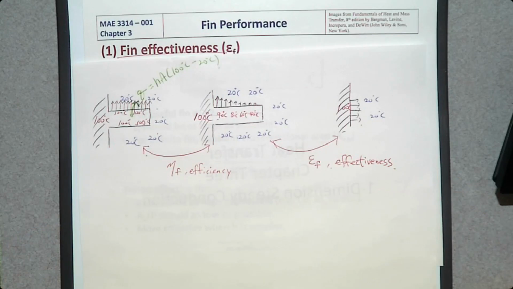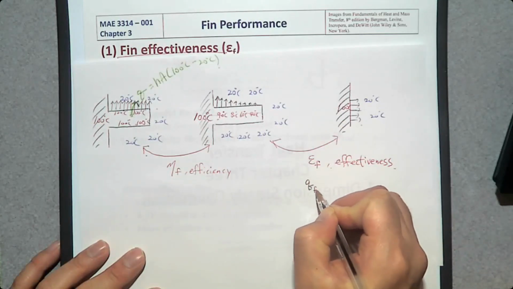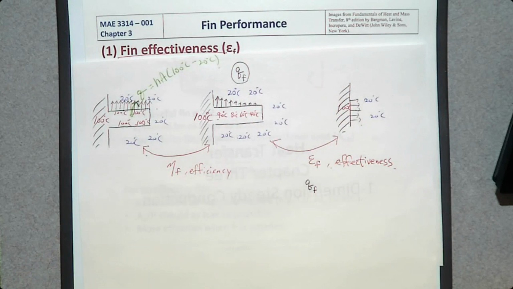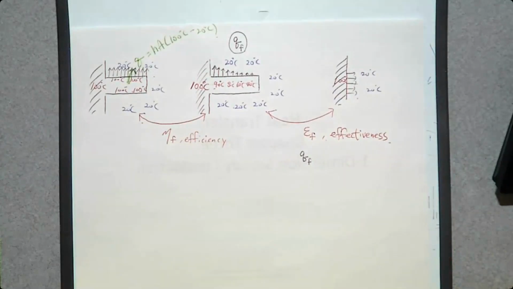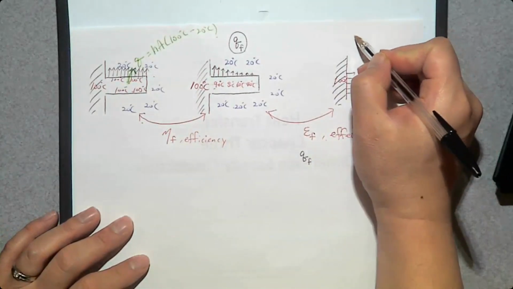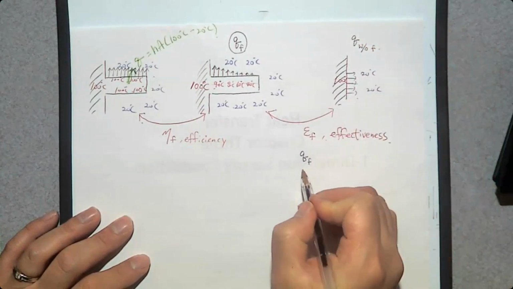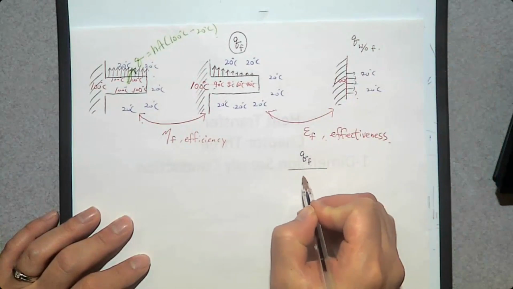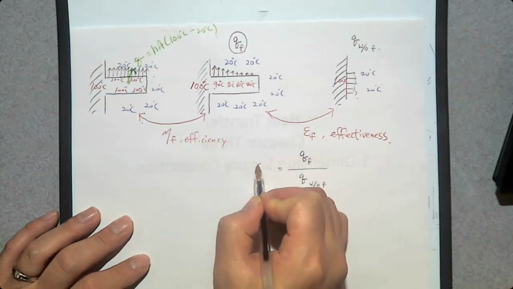Then how can you compare? You can compare when there's a fin, so fin heat transfer rate, Q_f, and the heat transfer without a fin. Let's say this one is Q without fin. So if you calculate the rate of heat transfer with a fin divided by the rate of heat transfer without fin, this is fin effectiveness.